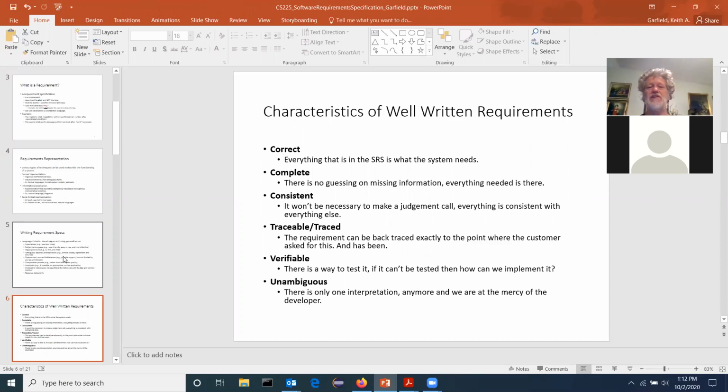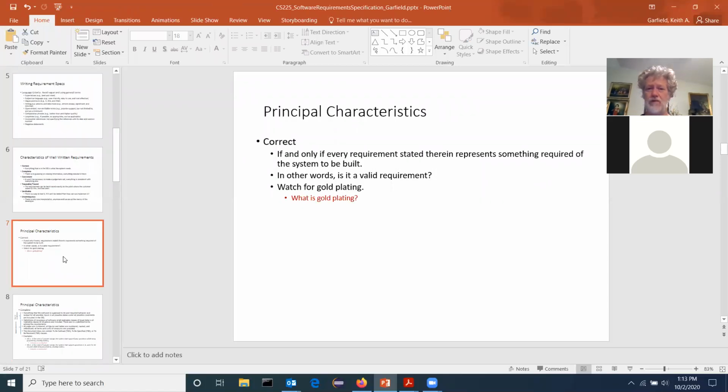Each of these following slides has a slide for correct, complete, consistent, traceable, verifiable, unambiguous. So, correct: every requirement that needs to be in there is, and if a requirement does not need to be in there, it is not included. You should only make requirements for things that are required.